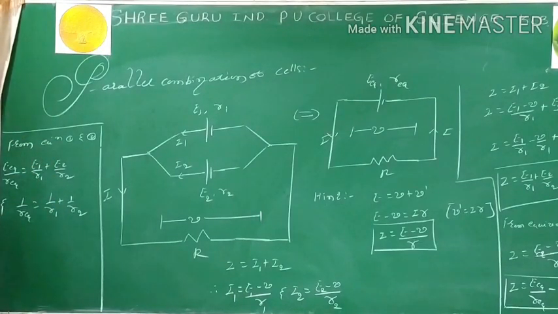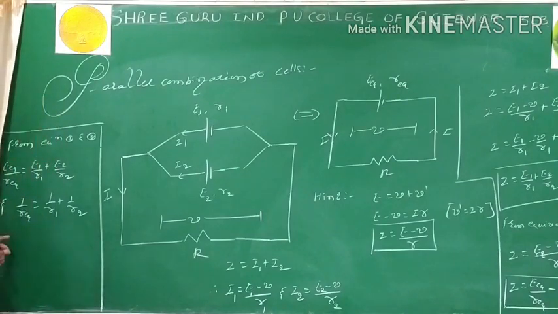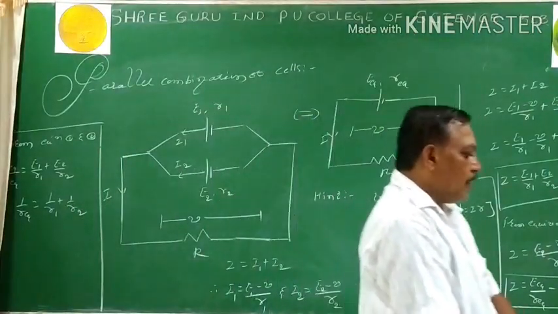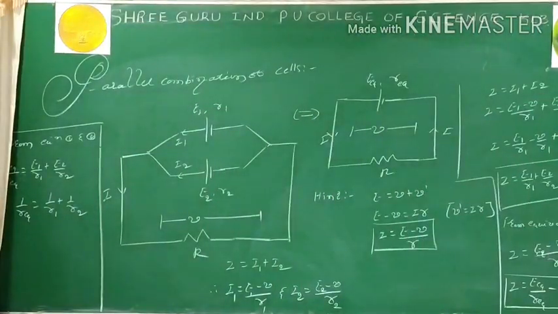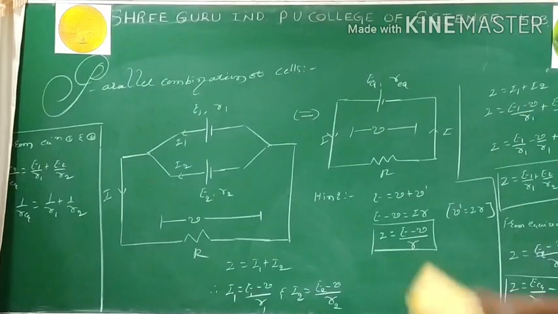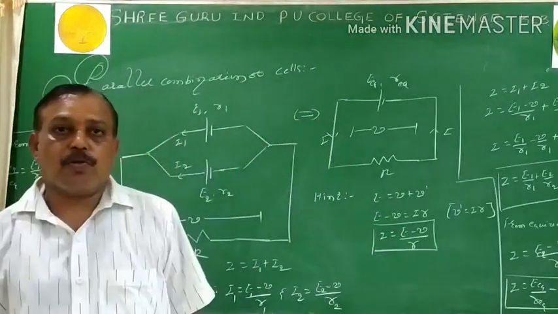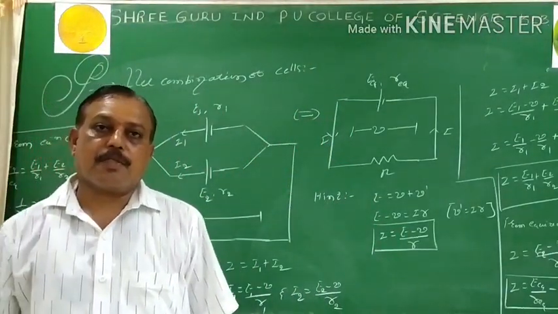In parallel combination of the cells, if you need more current, you go for what? Parallel combination of the cells. Is it clear? Just glance at the whole derivation. Then in the next class I go for the continuation of this one, and we enter the mainstream of the topic, that is nothing but Kirchhoff's laws.